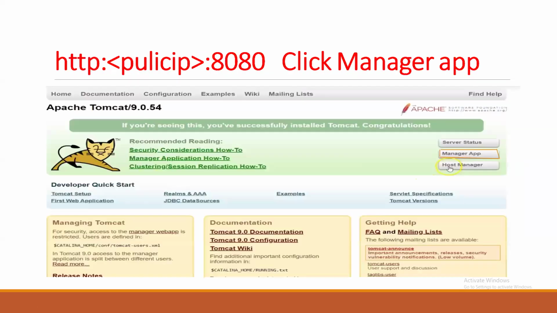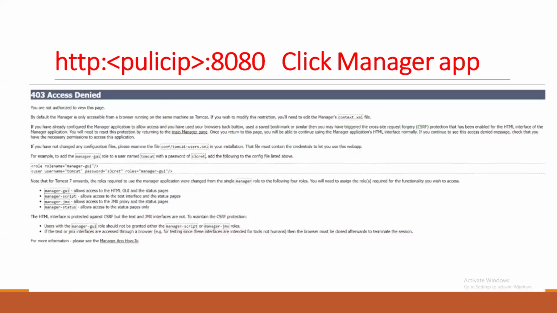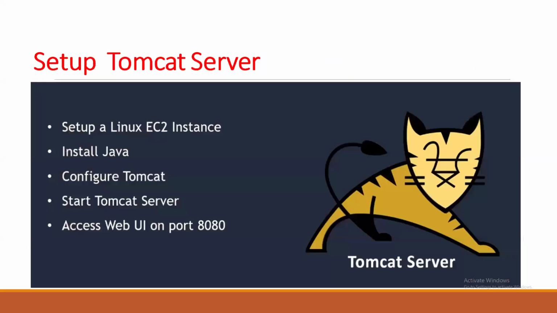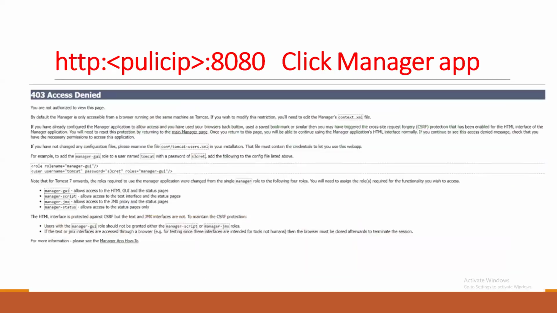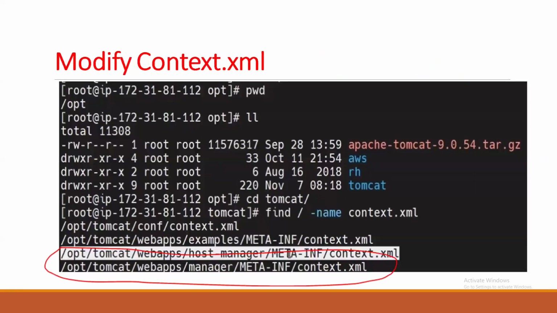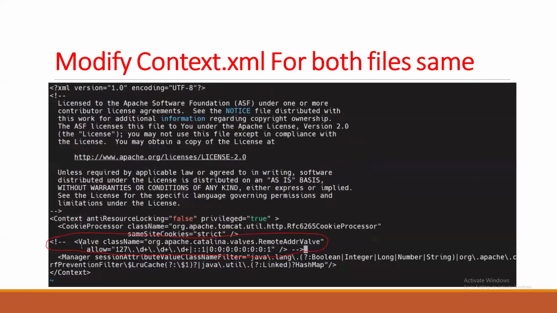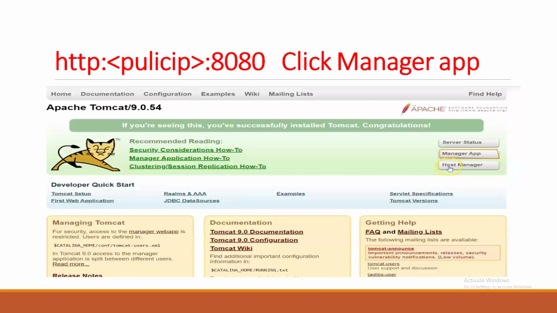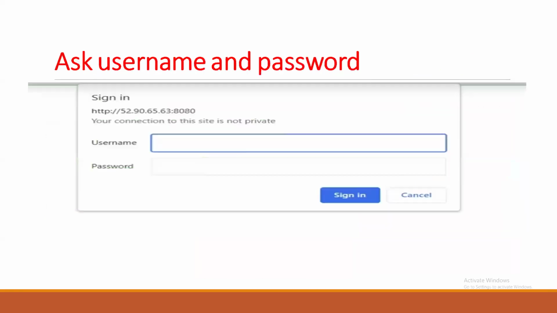So this was done, right? You did this one. The value is so install and everything. While accessing that manager app, you will get the access denied. Then modify the context.html. You commented out this value. Modify the context for both the files, and then manager app.